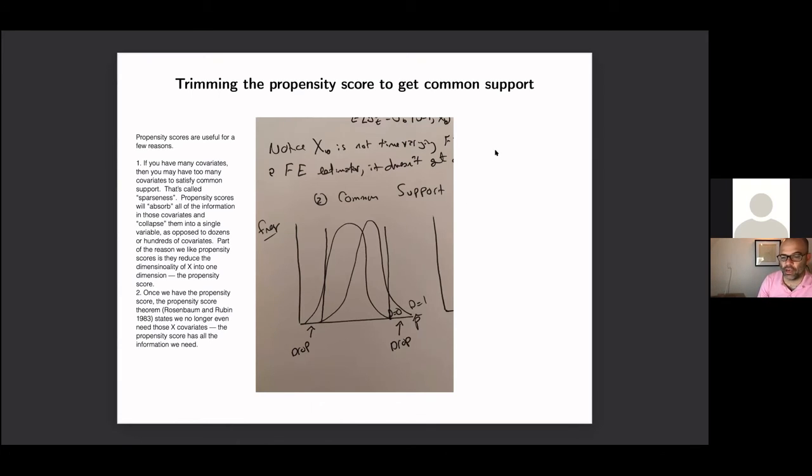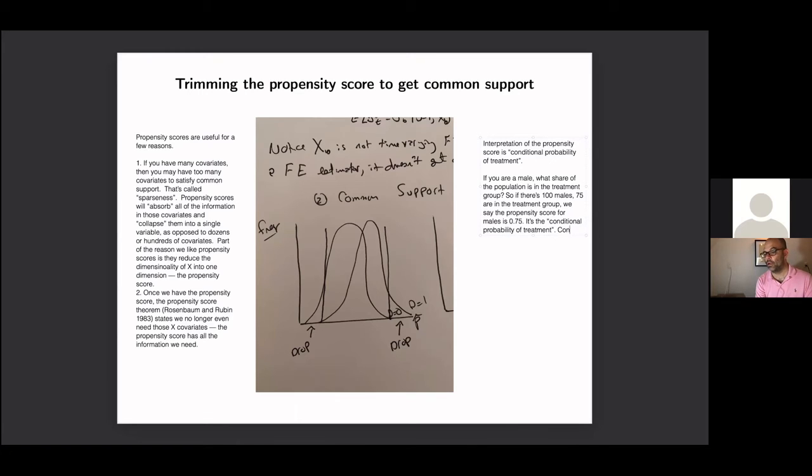And so you've got this propensity score. The interpretation of the propensity score is conditional probability of treatment. So if you are a male, what share of the population is in the treatment group? So if there's 100 males, 75 are in the treatment group, we say the propensity score for males is 0.75. It's the conditional probability of treatment. Conditional on being a male, what is the probability of being in the treatment group?